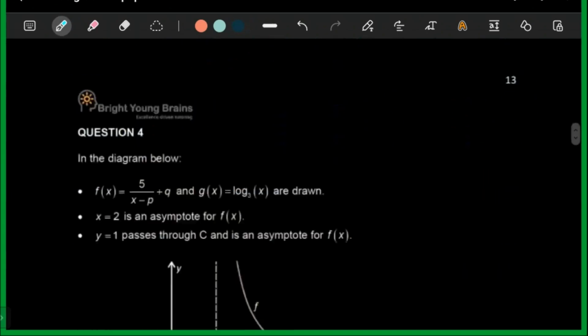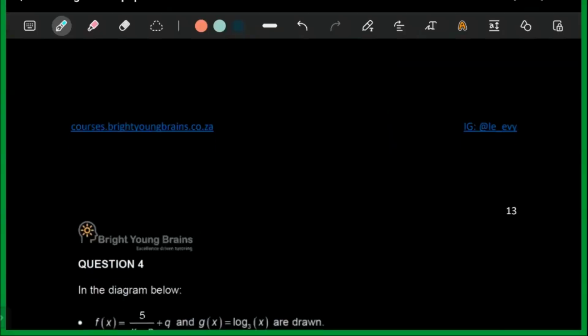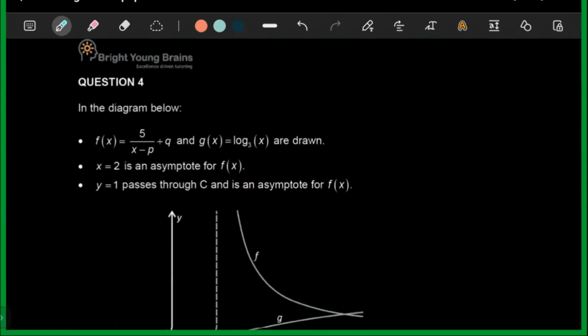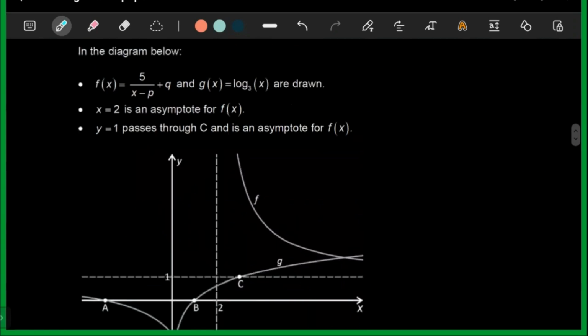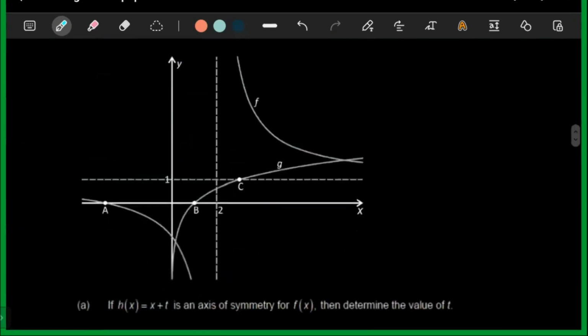Okay, moving on to question number 4. 4 says the following. It says in the diagram below, f of x is equal to this equation, g of x is equal to this equation. You have the asymptote where x is a 2. That's the asymptote for f. Then it says y passes through c, which is a point that the other graph has as a coordinate.